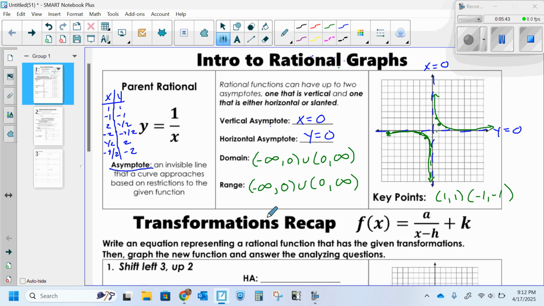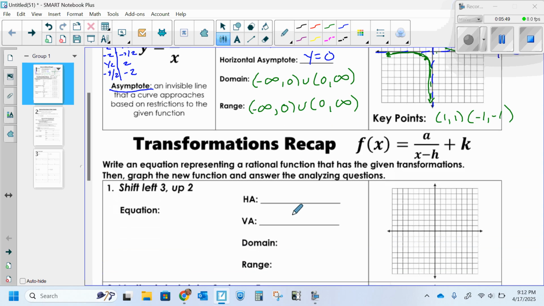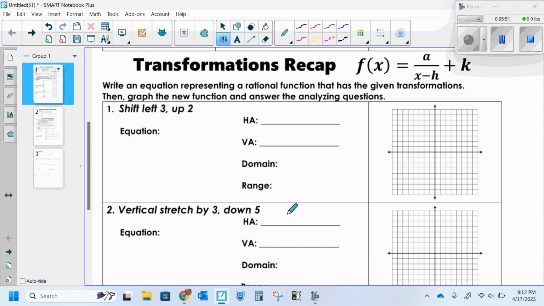All right, so let's also review a little bit about transformations. I'm trying to get this up. I'm not doing very well. All right, so here we're going to review some transformations.